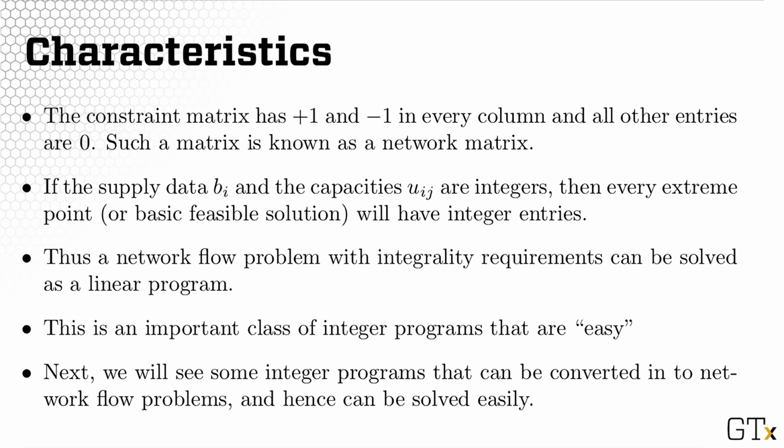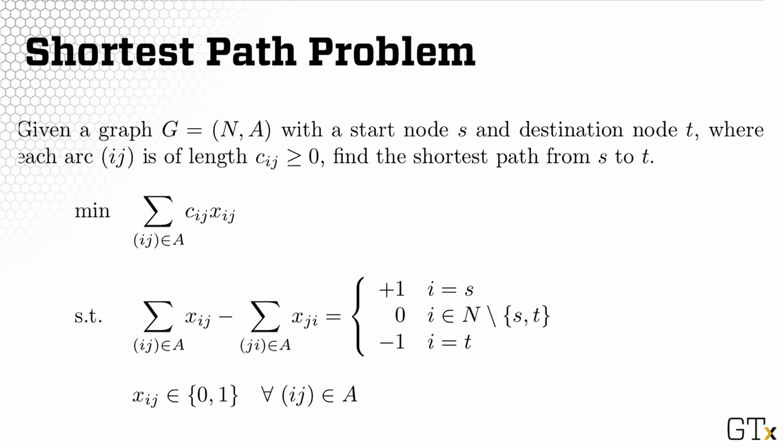Next, we will see that some integer programs which are related to these network flow problems can be converted into network flow problems and hence can be solved easily. So let's talk about what is known as the shortest path problem. This is a very important problem where we are given a graph with a node set and an arc set, a special start node S and a destination node T, and each arc has a length Cij. Our goal is to find the shortest path from S to T.